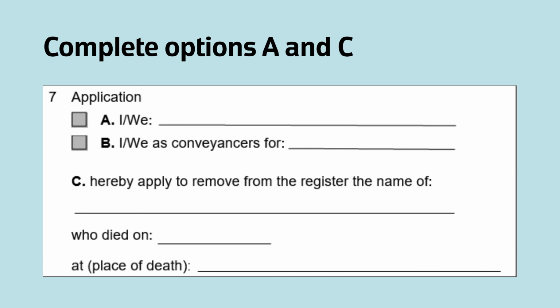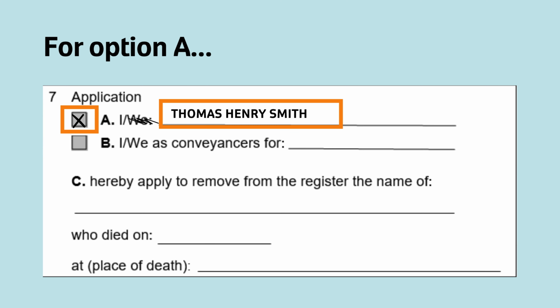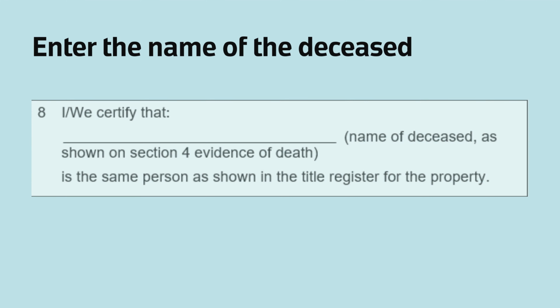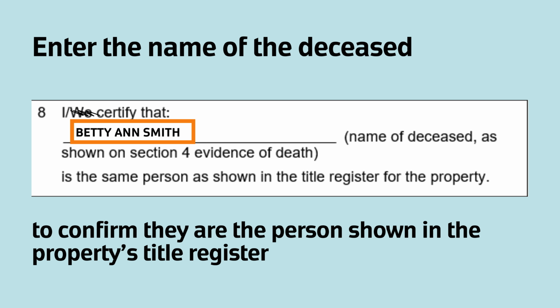In panel 7, complete options A and C. Put an X against option A and insert your name. Insert the name of the deceased and the date and place of their death in part C. In panel 8, you are certifying that the deceased is the person shown in the property's title number. Complete this panel by entering the name of the person who has died.